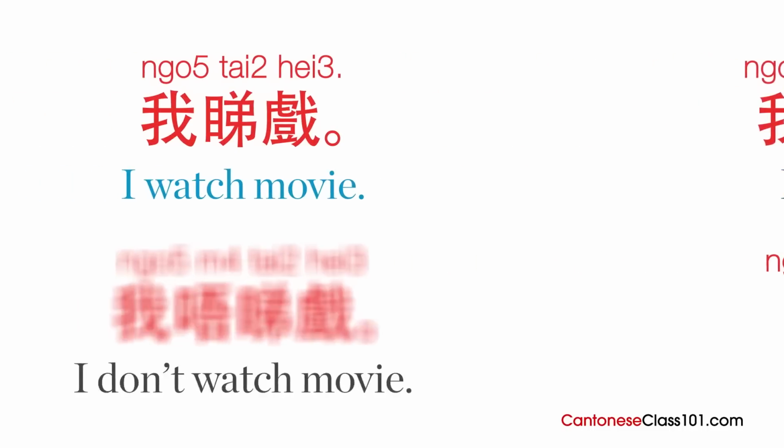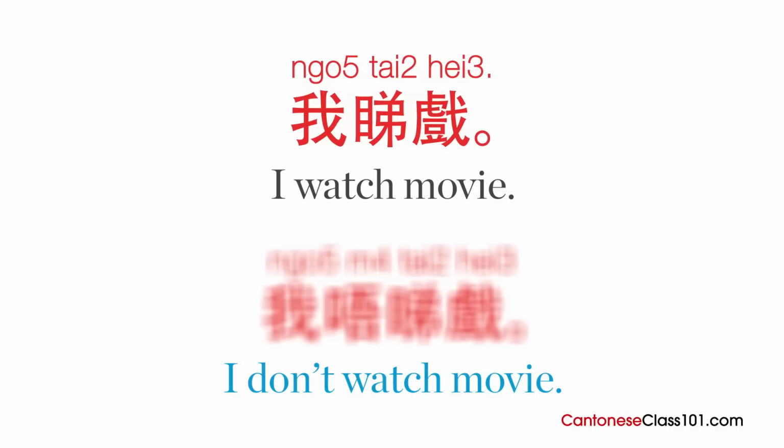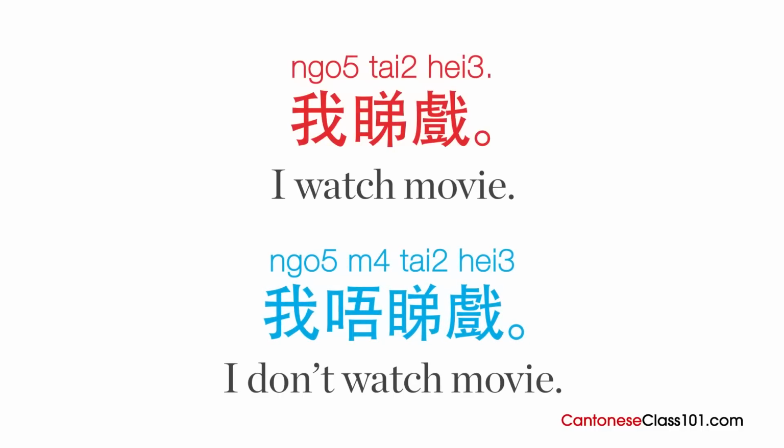Now let's make the sentence, I watch movie, negative. Okay, to recap, I watch movie in Cantonese is 我睇戲. 睇 is the verb watch. So the negative version of this sentence would be 我唔睇戲. I don't watch movie. Yep. So what do you think? Pretty easy, right?